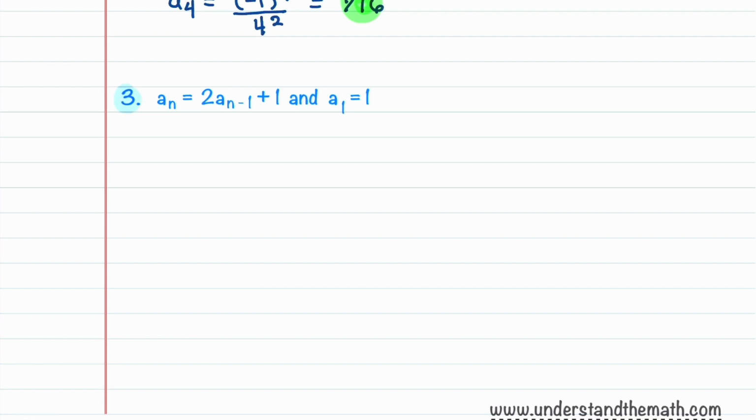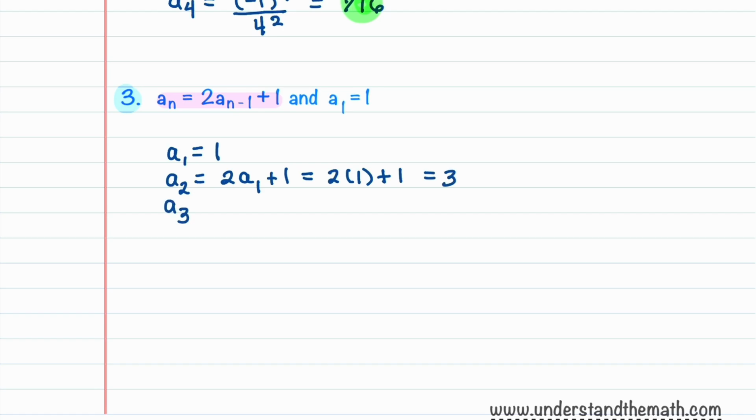Let's now look at our third example. This is an example where our series is defined recursively. A1 is given to us, and it's equal to 1. Now let's find A2. Using our formula right here, our A2 is equal to 2 times the term before it, which is A1 plus 1. So this is just 2 times 1 plus 1, which is equal to 3.